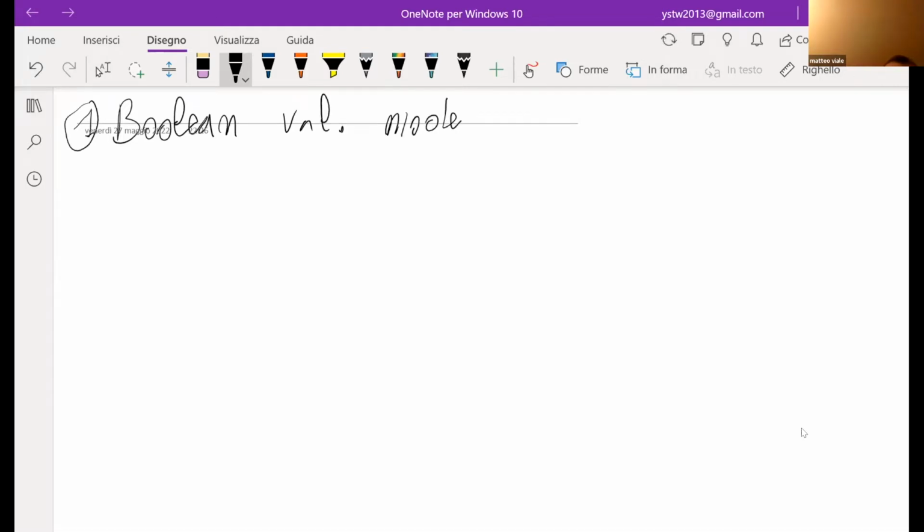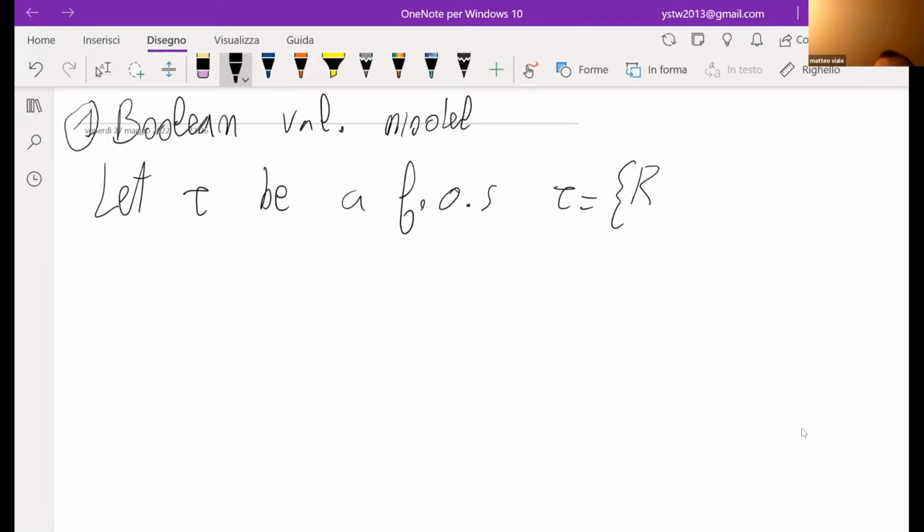And what is it? Well, essentially, one replaces the values 0 and 1, false and true, with Boolean values. So the idea is, let tau be a first order signature. We assume that. Do you see everything fine? Is the writing okay? Perfect.